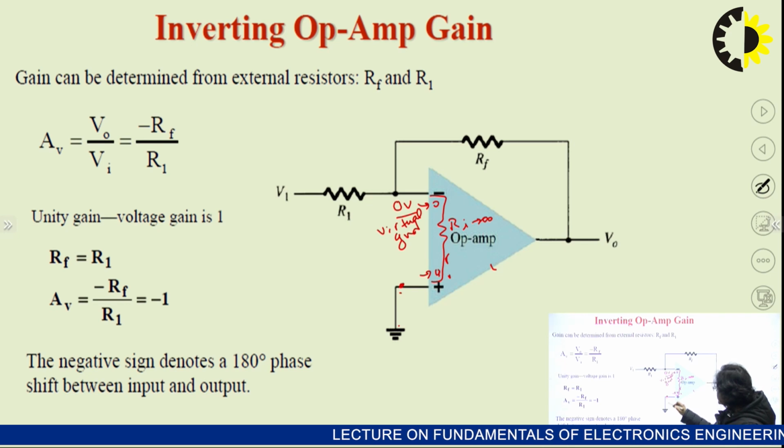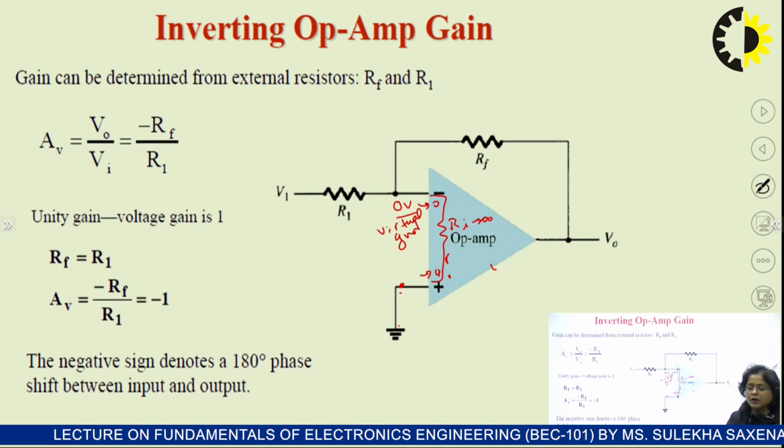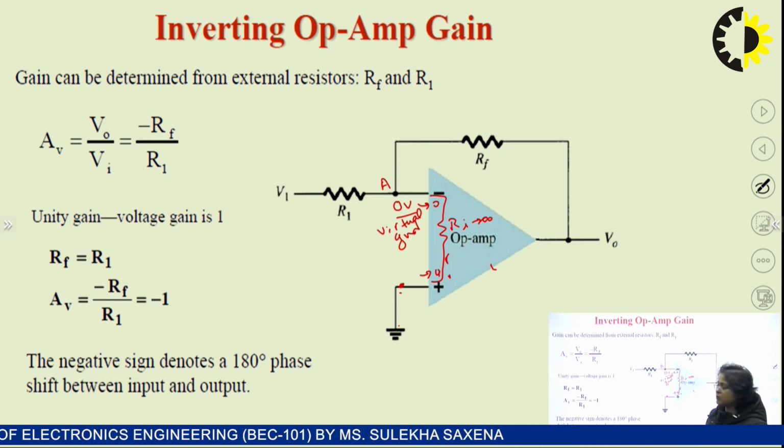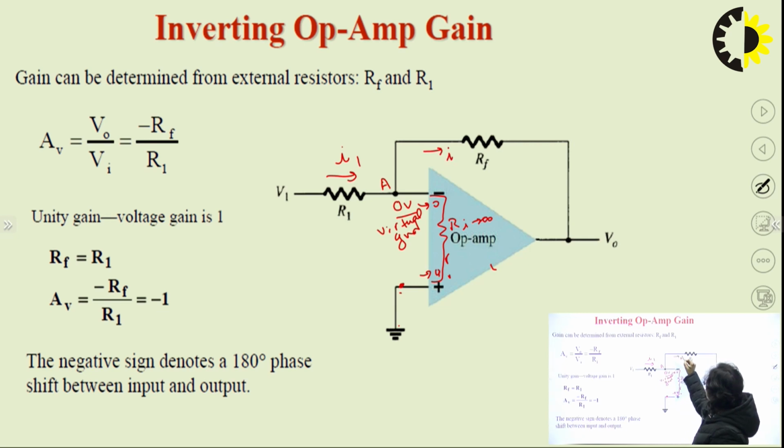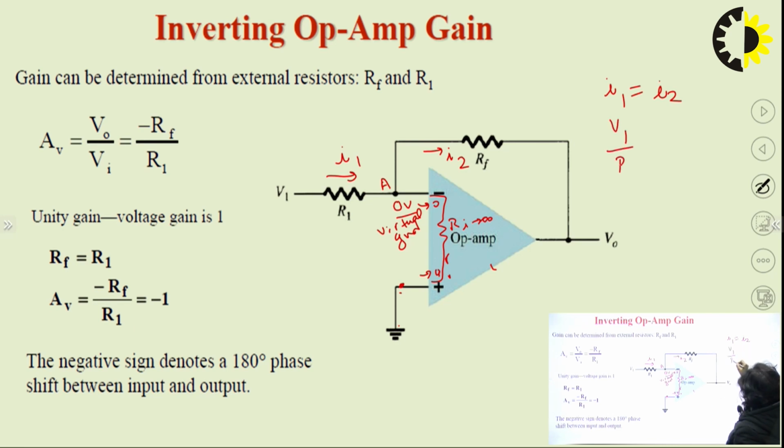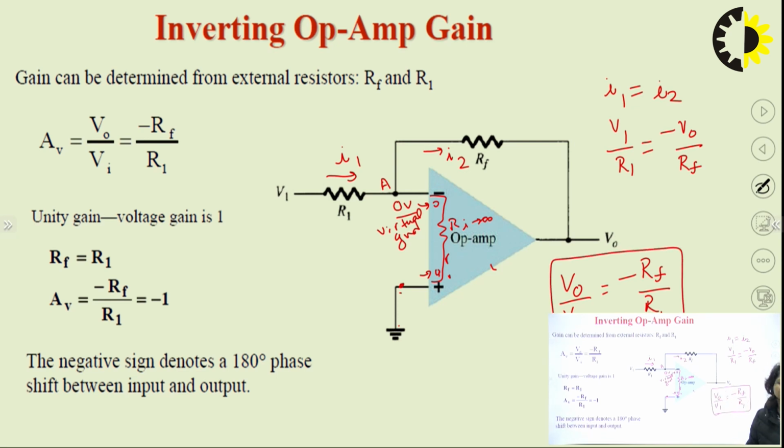So, if the positive terminal is ground, then this is also at 0 volt, and if we apply KCL at this node, we call it node A, then I1 is equal to I2, because this current is 0. So, applying KCL, we can write I1 equal to I2, or (V1 minus 0)/R1 is equal to (0 minus V0)/RF. From this, the gain V0/V1 is equal to minus RF/R1. So, using this, we can easily derive the gain of this amplifier.